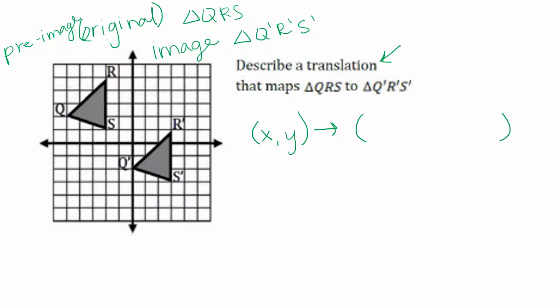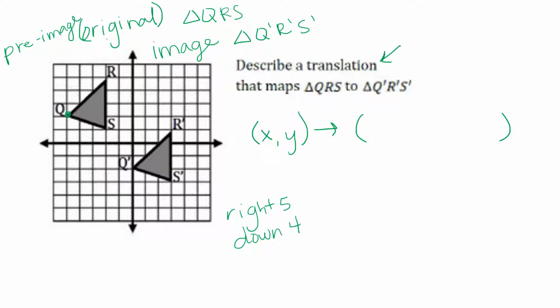And the reason I say prime is because they have that little apostrophe up there after each letter. So let's figure out, if I start with Q and I count from Q to Q prime, I'm going to the right 1, 2, 3, 4, 5. So I went to the right 5 and I went down 4. So from Q to Q prime, we go right 5, down 4.